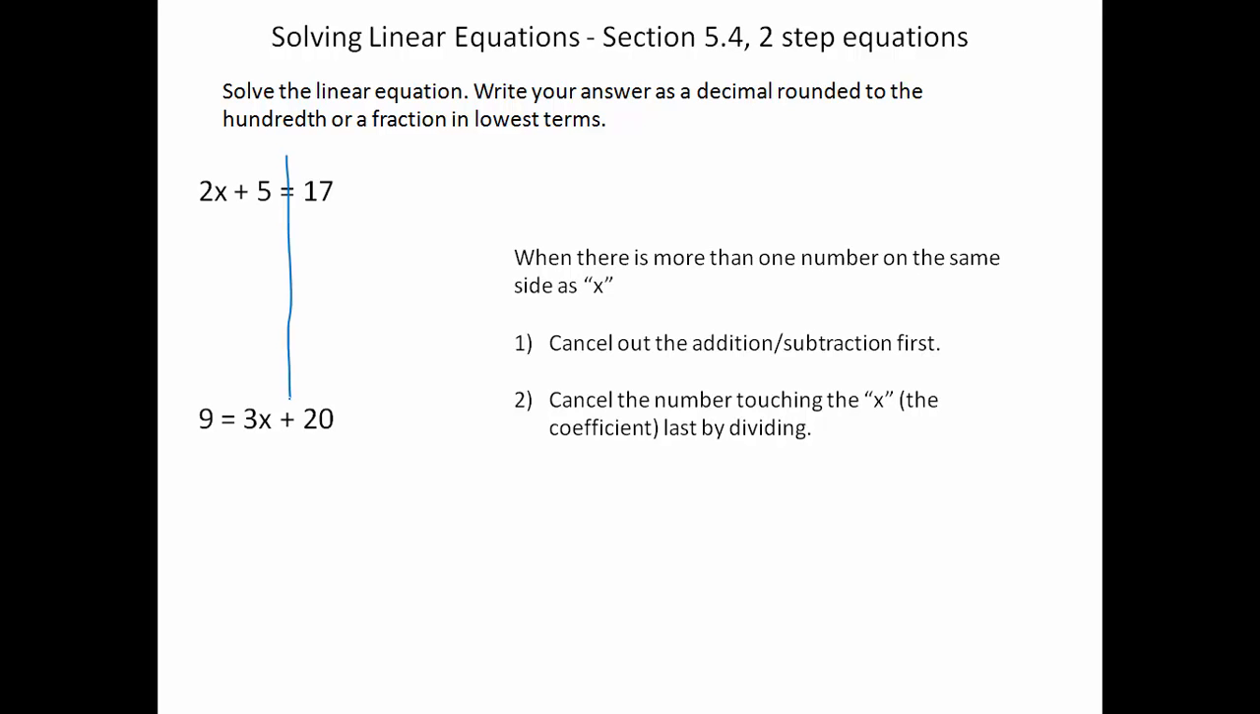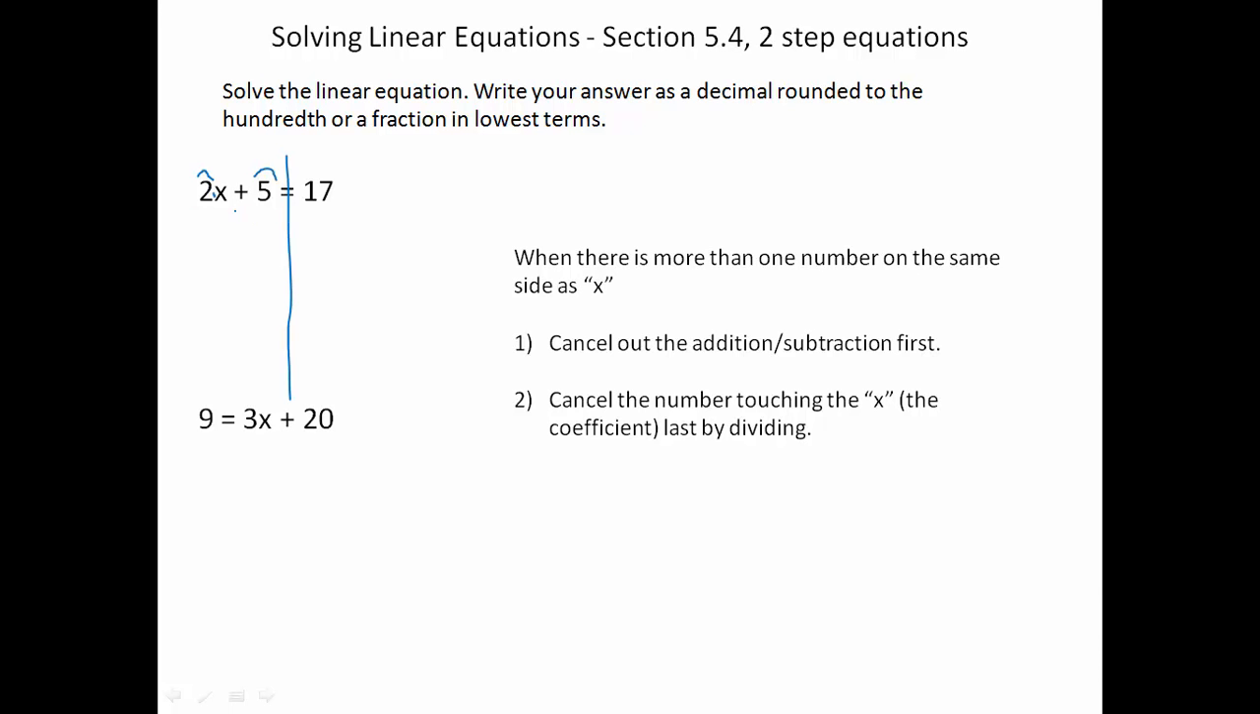So let's see if we can work this out. I have two numbers on the same side as x. I have this 2 here, and I have this 5 here. Well, the 2 is definitely the number touching the x. It's right next to that x right here, and you can imagine a little multiplication dot in between them if you want to. That's the last to go. It's always the addition or subtraction, the number that has a plus or a minus sign between it and the x, that has to go first. So I look on the left side of the equation, and I'm going to choose the 5 to get rid of first. That has to be the first number that you cancel out.